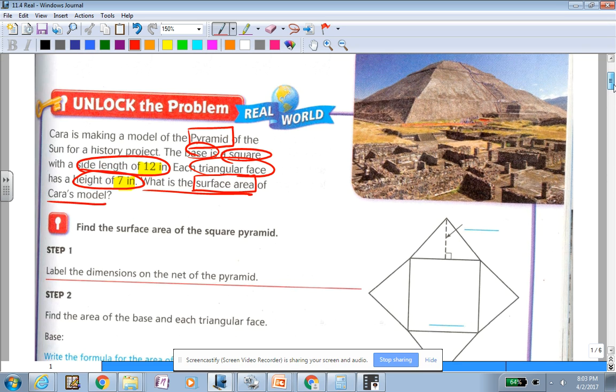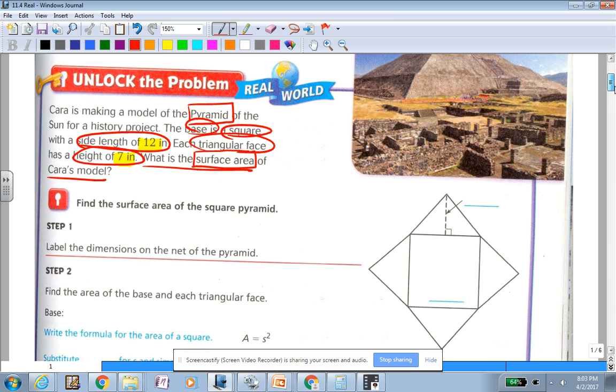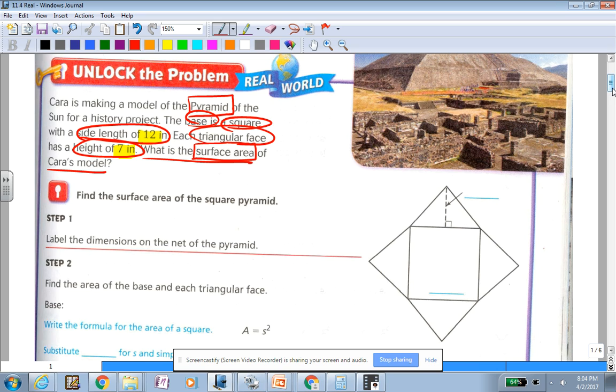Notice off to the right, they have the net drawn for you. And that's because when we're working with surface area, it's really very helpful if we look at drawing the net. It takes apart the shape from this abstract kind of thing that we can't see to making it something more concrete that we now can manipulate and work with. All right. Labeling the dimensions of the net of the pyramid is what they ask us to do.